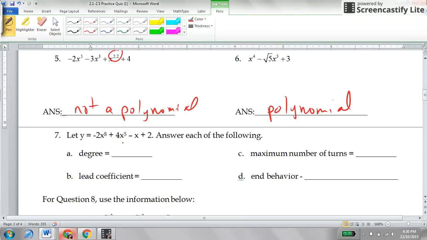The degree is always the highest exponent. The leading coefficient is the number in front of that, so -2. The maximum number of terms is the degree plus 1. So that's 7. The end behavior: if our degree is even and our leading coefficient is negative, we look at that chart and both sides are going to go down.